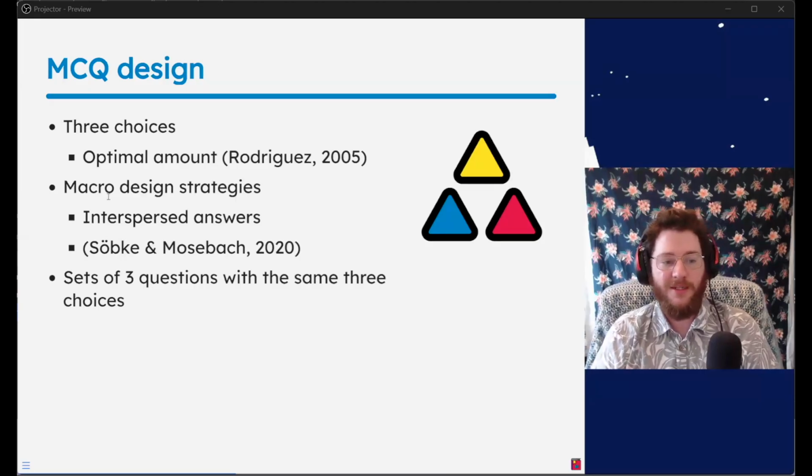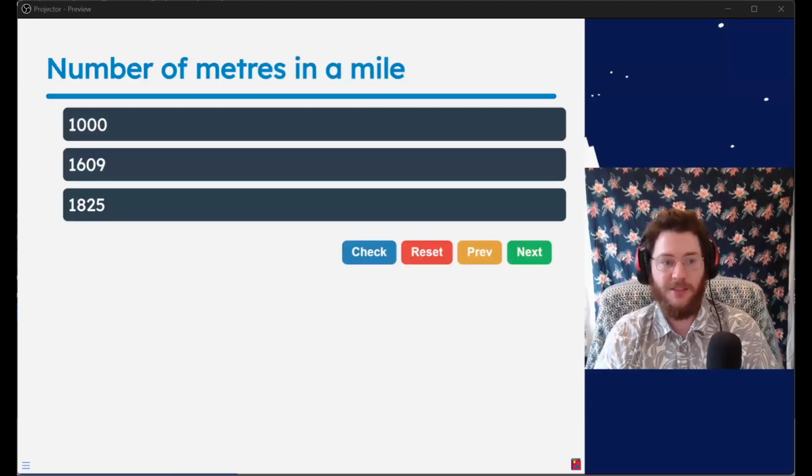And then another one is a macro design strategy: using interspersed answers. What does that mean? That means using the same choices for multiple questions. The way I like to do it is to have sets of three questions with the same three choices, each question having a different correct answer. So let's see that in practice.